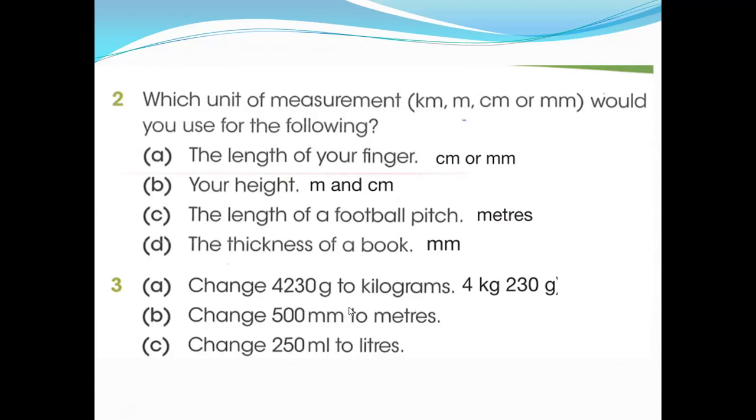1 meter equal to how much millimeter? 1 meter equal to 1000 millimeter. So this is the half of meter. This is 500, this one 500. So we write here 0.5, or we can also write 1 by 2 meter, half of meter, because 500 is the half of 1000. So 0.5 or 1 by 2 meter.